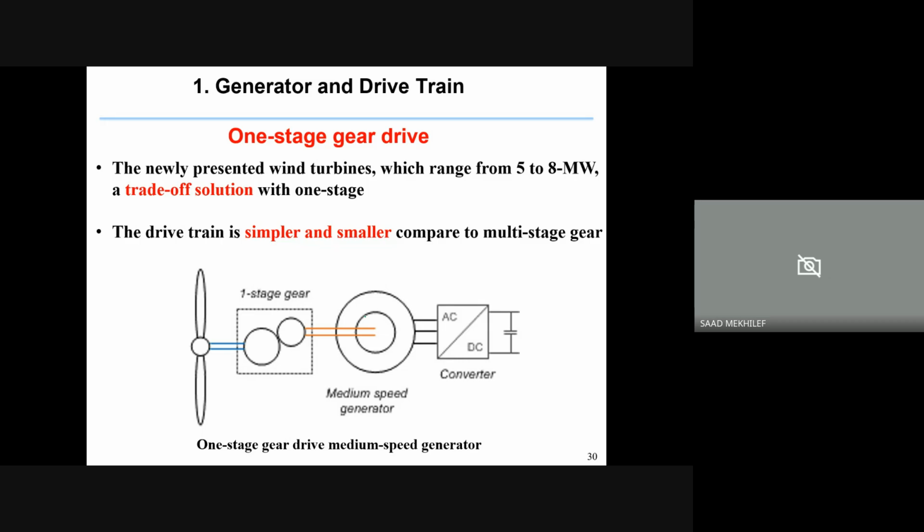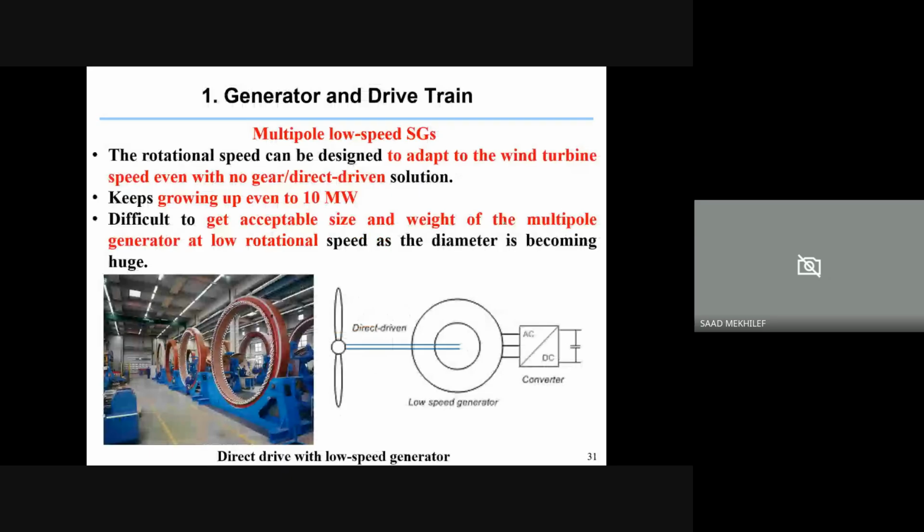So moving forward is just using a single or one-stage gearbox, which actually offers some trade-off solutions for 5 to 8 megawatt wind turbines. Okay, they are simpler compared to a multi-stage. And this is how it looks. Okay, you may have multiple low-speed generators. This is how it looks actually.